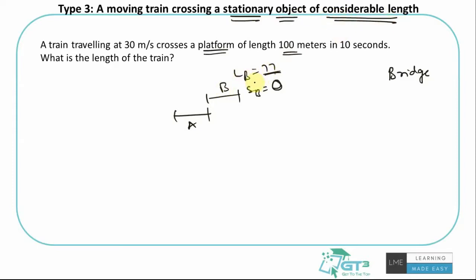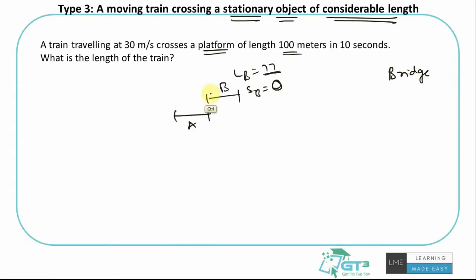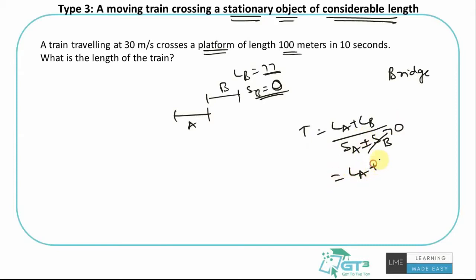If you remember the earlier cases, we were talking about the point objects. Right? That's the difference. So the formula would be time is equal to LA plus LB by SA plus or minus SB, depending on the direction. Because I know the second entity is not going to move, the final formula would be LA plus LB by speed of the train.